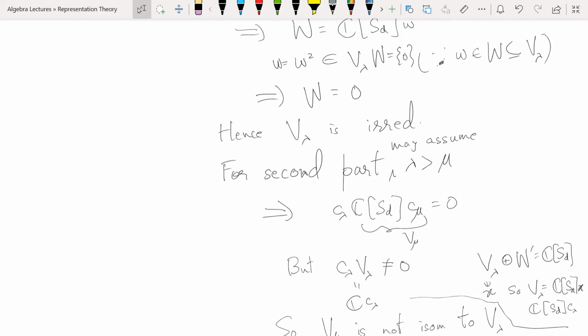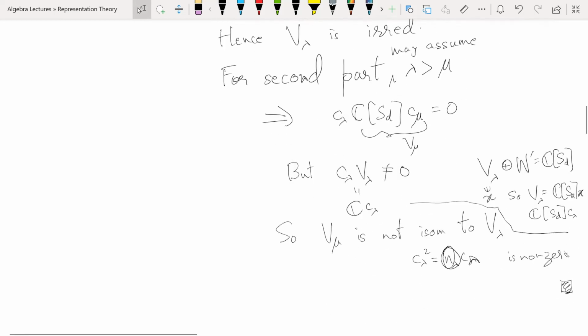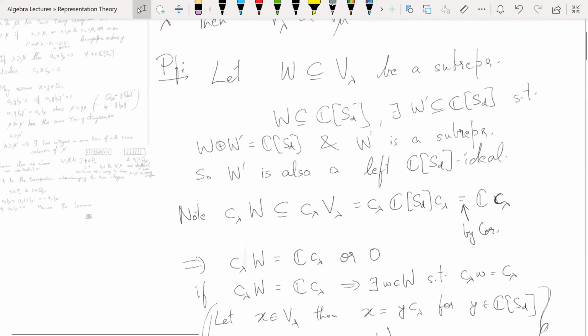So of course, E times C lambda cannot be the zero ring. E times C lambda at least belongs there. So that completes the proof of this thing.